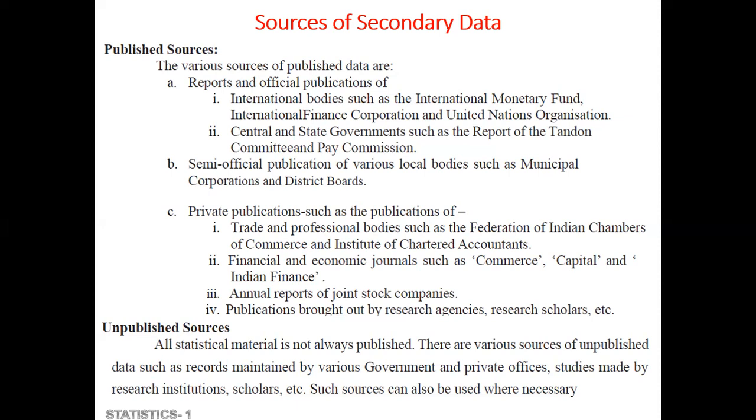Unpublished sources include statistical materials that do not always get published. There are various sources of unpublished data, such as records maintained by various governments and private offices, and studies made by research institutions and scholars. Such sources can also be considered unpublished sources. By unpublished sources, we basically mean that the data is not yet published for the public at large. That means this data is not released to the public, and that is why it is called unpublished sources.